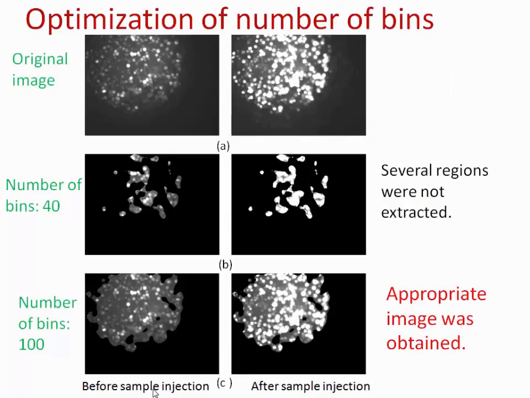And this one is the optimization of the number of bins, and these were the original images. So this one is a cell, and this one is before injection, and this one is after injection. This one is a grayscale image, and here the number of bins is 40, and this one is before sample injection, this one after sample injection, but several regions were not extracted here, so the threshold is too high. And this one is with the number of bins 100. Compared with the original image, an appropriate image was obtained. So we set the number of bins to 100.